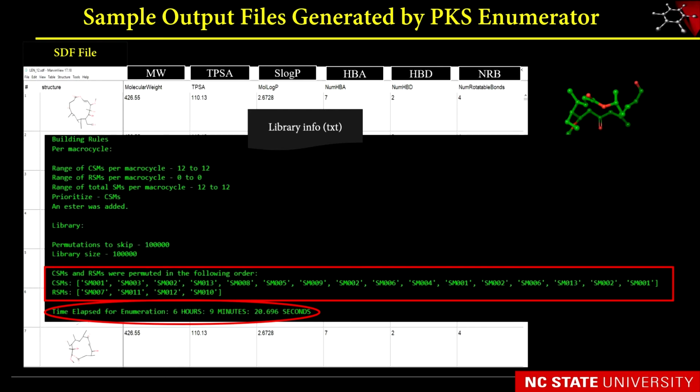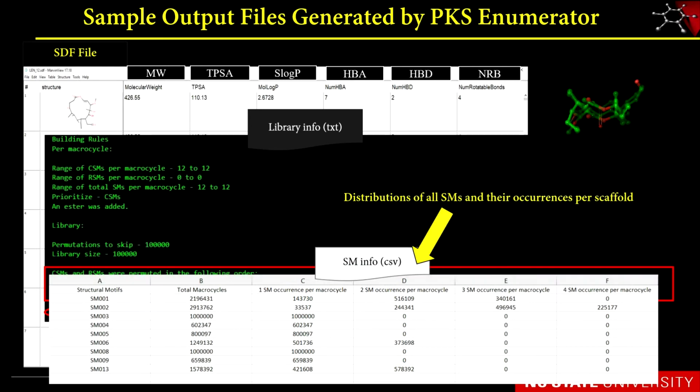The example files that you're seeing here are taken from a sample library that we generated, which contains 1 million macrolide scaffolds by skipping 10K molecules at a time. I'm going to explain a little bit about what I meant by that. The next file that it produces is called the SM-info file. It tells you distributions of all the structural motifs and their occurrences per macrolide scaffold. So you know exactly what your library is made of and how often each structural motif has occurred in the entire library or in each macrolide scaffold as well.